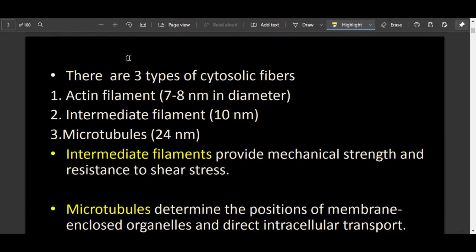There are three types of cytosolic fiber. Number one, actin filament. Number two, intermediate filament. Number three, microtubules.